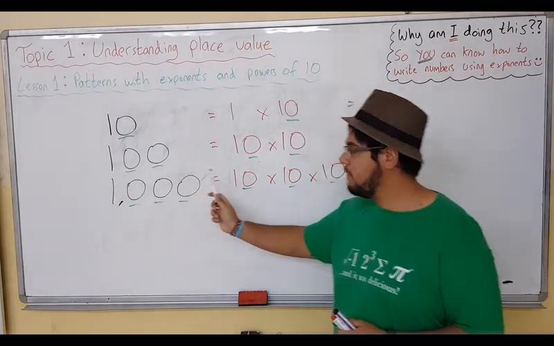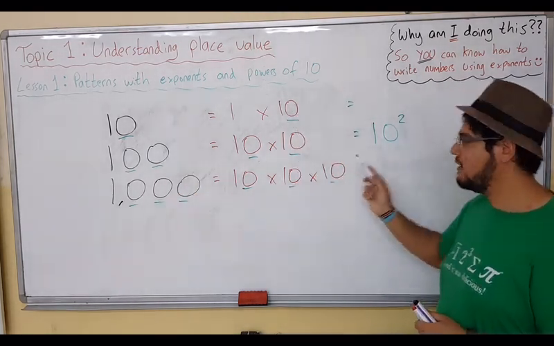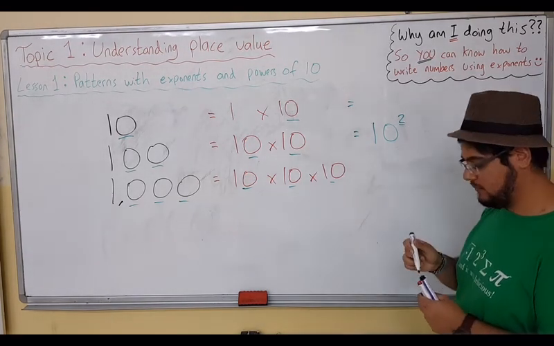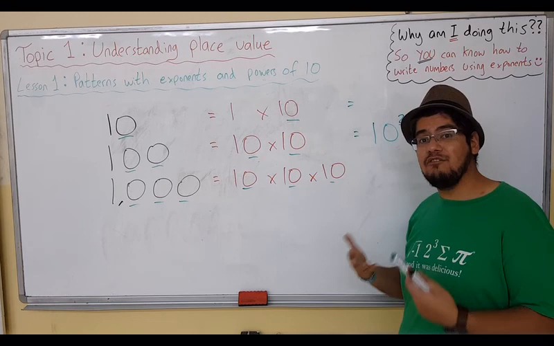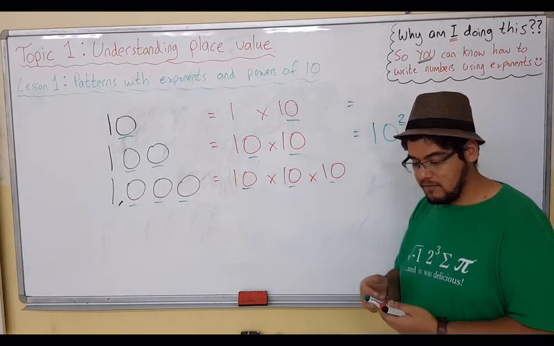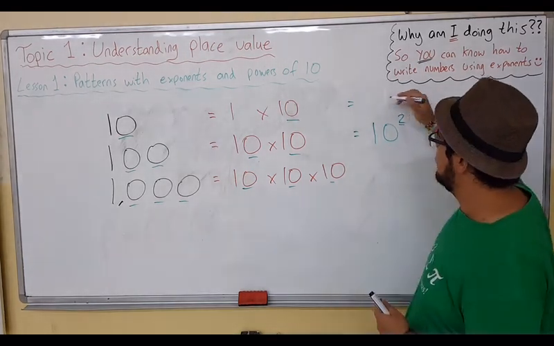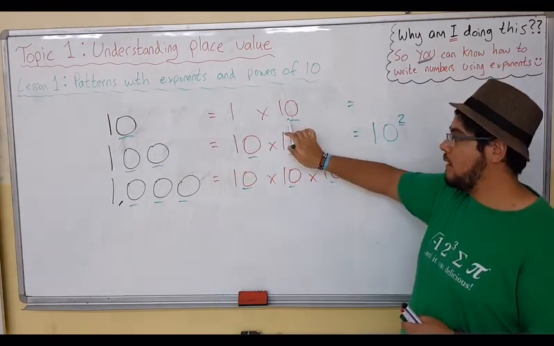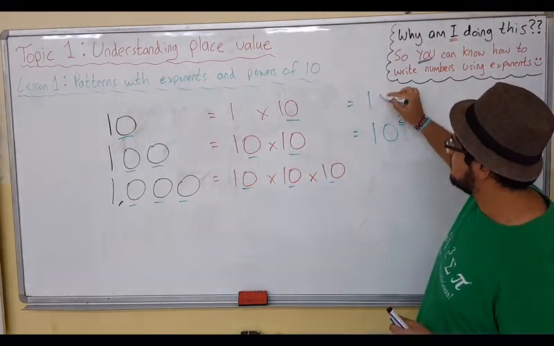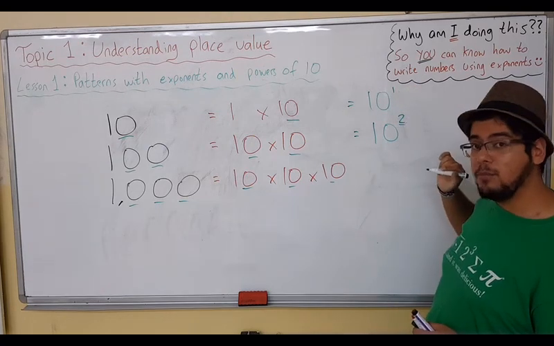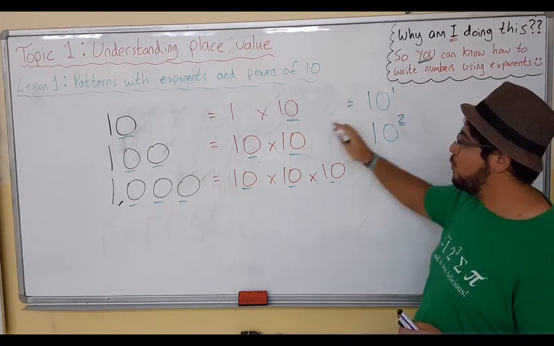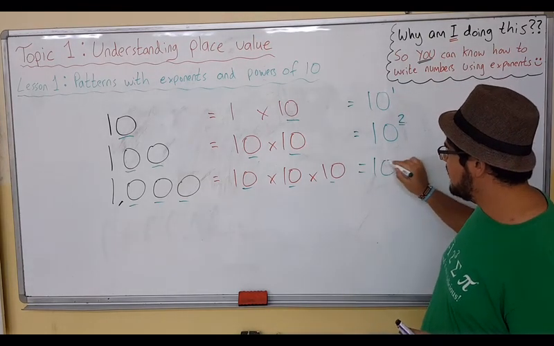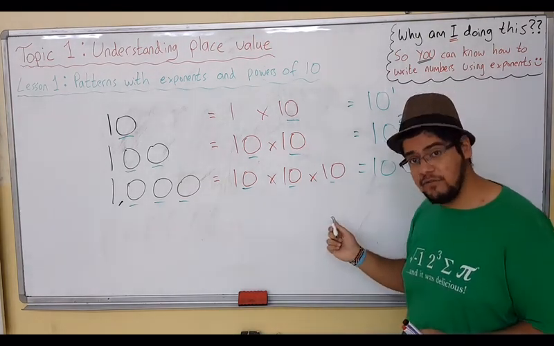2 zeros, the number 2. Now we can just fill in the rest as an easy pattern. For 10, that means we're going to use the number 1, because there's 1 zero. Again, we have 10 as the base because 10 is being multiplied by itself.